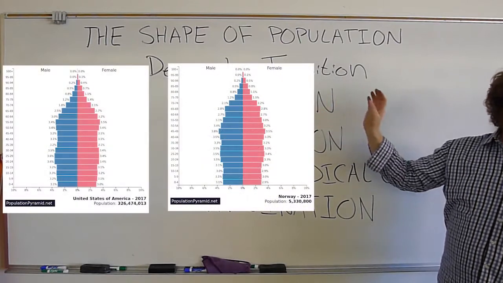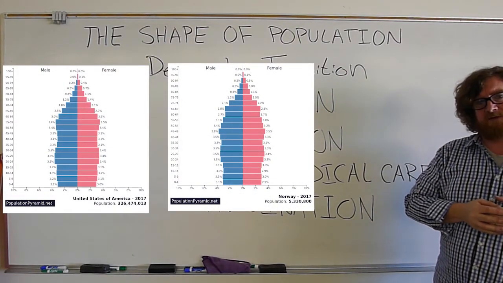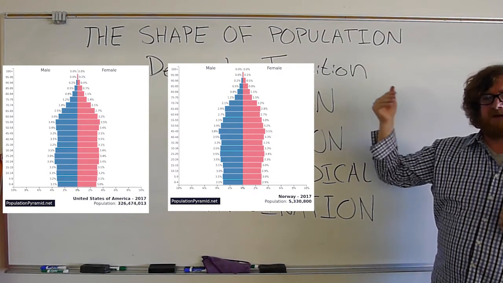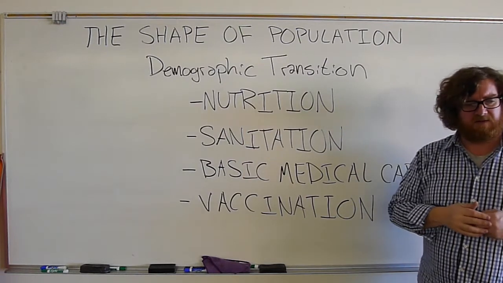Once you get to that leveling phase, here we can take a second look. This is the U.S. and Norway, two fairly straightforward examples of industrialized nations, where, again, if you're born, you pretty much make it to the end.